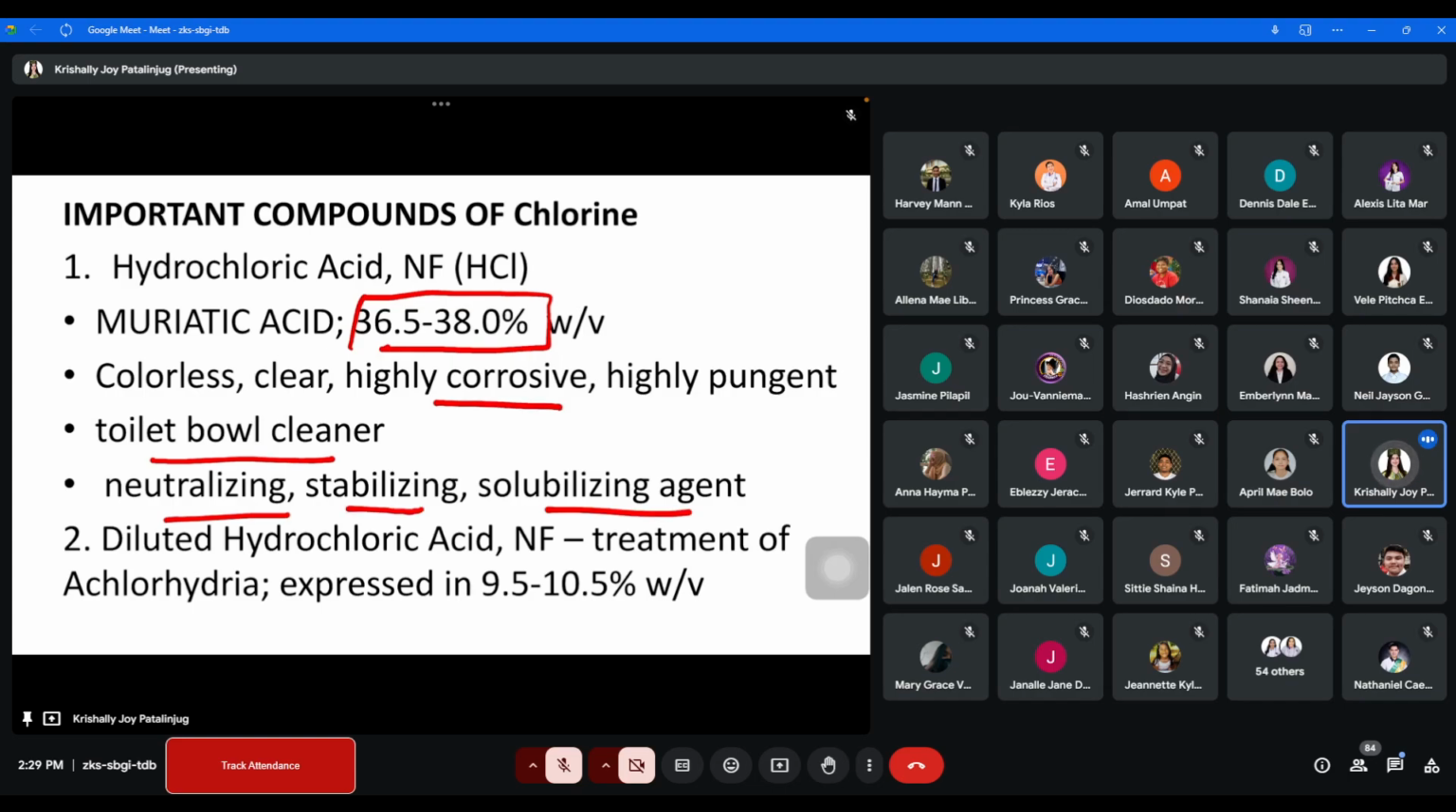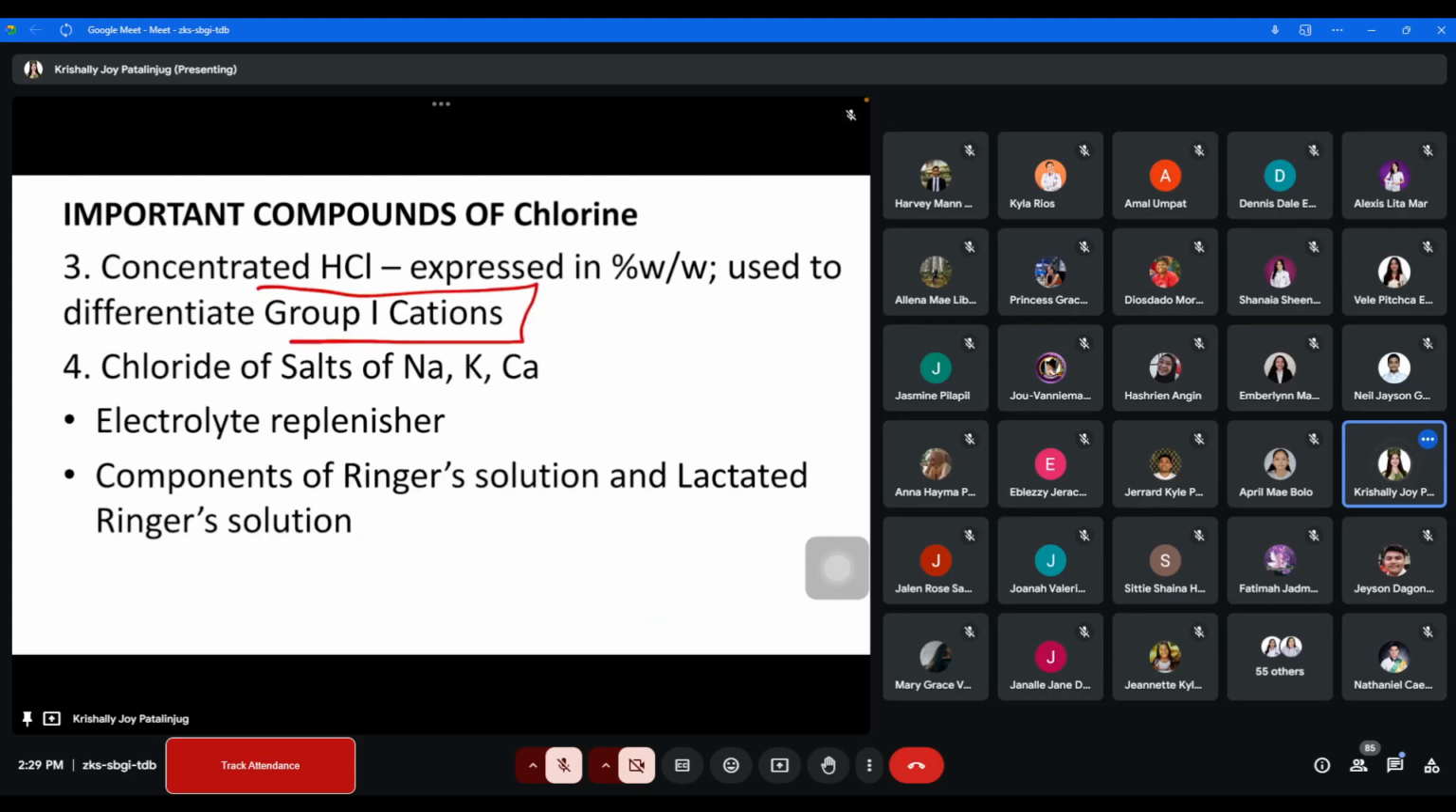Diluted naman na form is used in the treatment of achlorhydria. If there is already absence of hydrochloric acid in the stomach, then we have preparations na diluted hydrochloric acid. And this is the standard concentration kapag diluted hydrochloric acid. And then, what else? Ito, sa group 1 cations, let's recall. Ang mga group 1 cations, diba sila yung acid insoluble chlorides or insoluble chloride groups. Kumbaga, yung mercury, silver, and lead, they tend to form precipitate in the presence of chloride. So, with the use of HCl, halimbawa, ginagamit ang concentrated hydrochloric acid to differentiate group 1 cations.